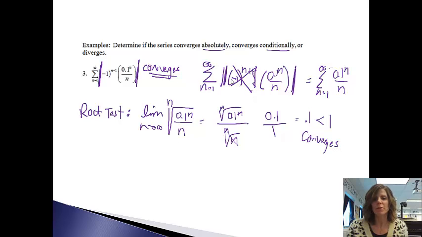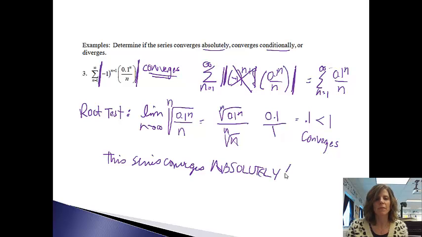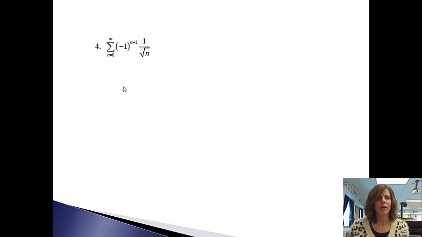Okay, so since we found out that the absolute value converges, we can say that this series converges absolutely. And there we go. I like this section actually because it gives us good practice with our rules from last chapter. All right, let's try number 2.